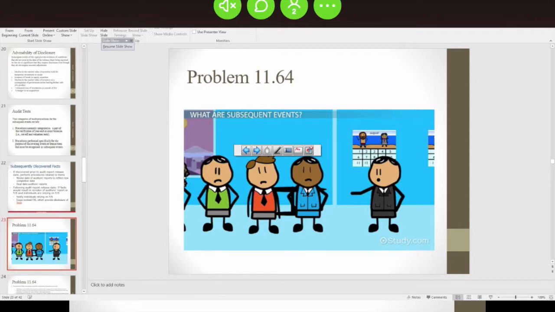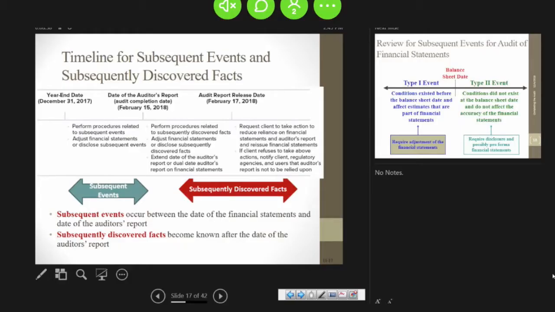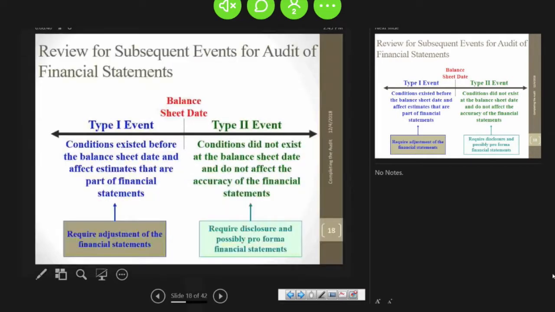Okay, so with that being said, let's look at problem 1164 to recap that. So 1164 can be found on page 534. Okay, let's take a look at these.